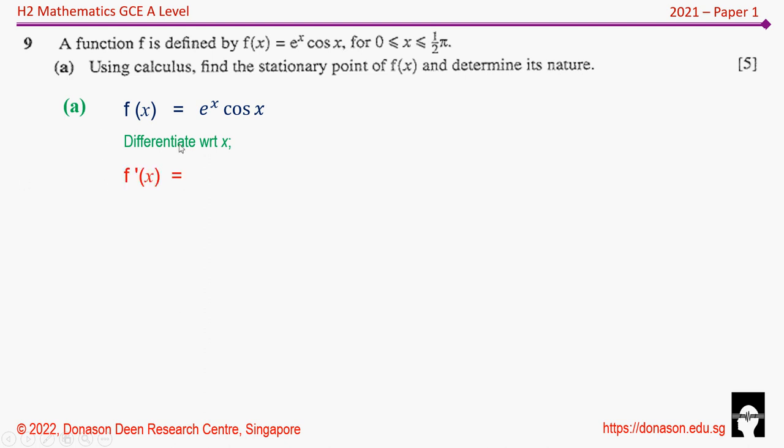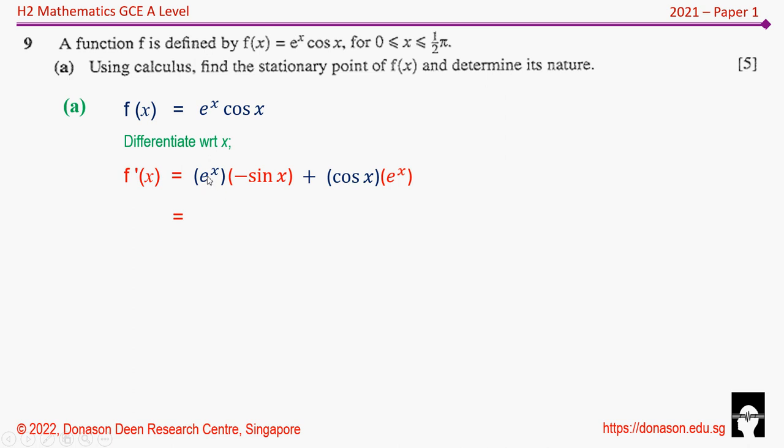So f prime x is equal to, there are two functions, one is an exponential function, the other one is a trigonometric function. Therefore we're going to use the product rule to find f prime x. Let us keep the e to the power of x fixed, and when we differentiate cosine of x, it becomes minus sine of x. Now we keep the cosine of x fixed and differentiate e to the power of x, which of course becomes e to the power of x.